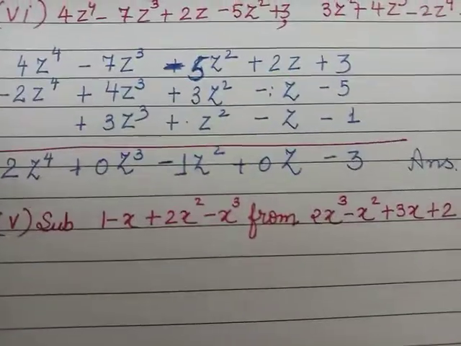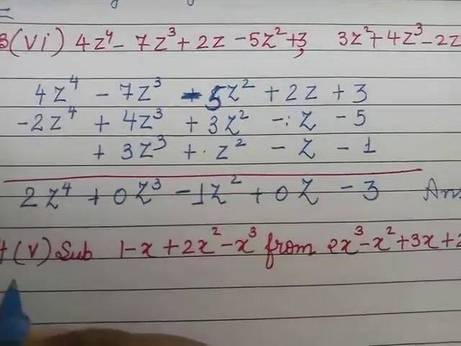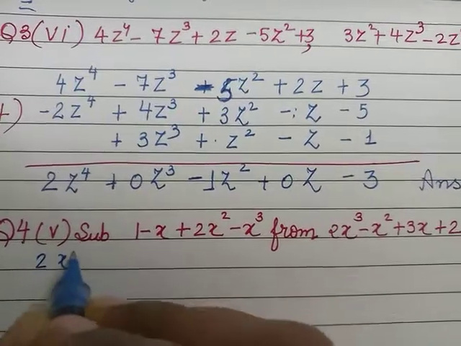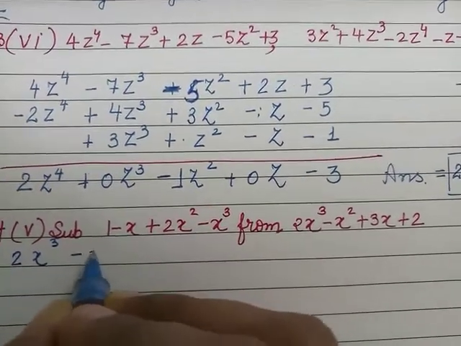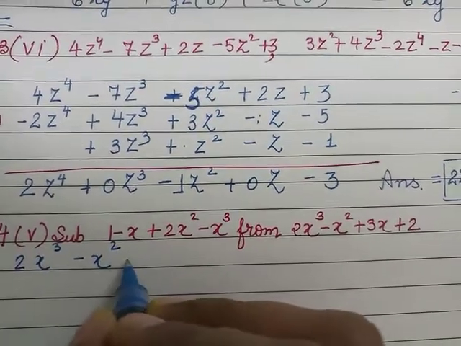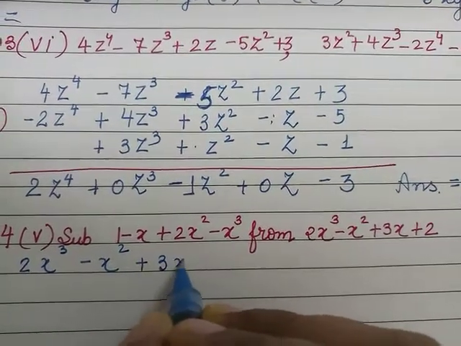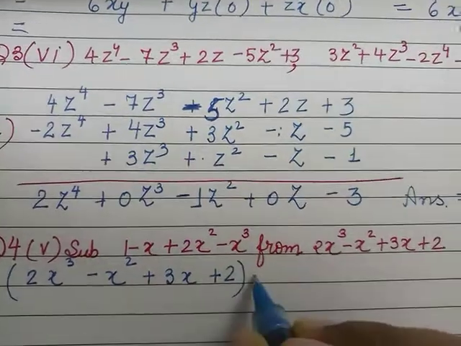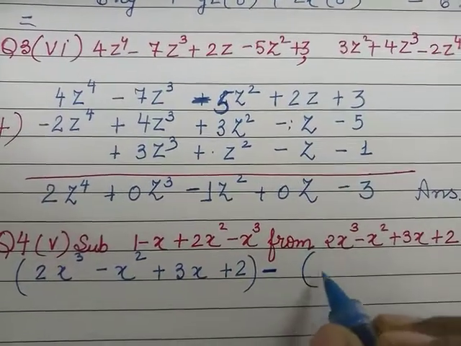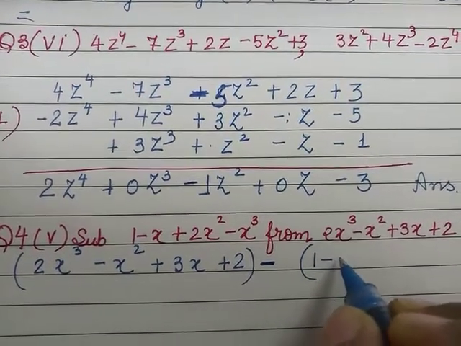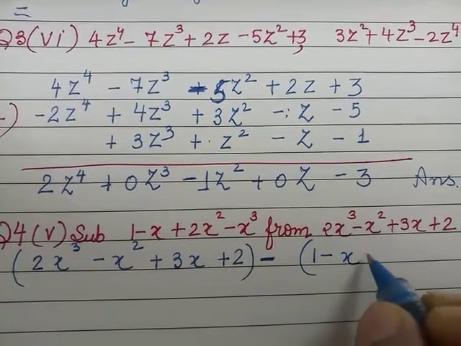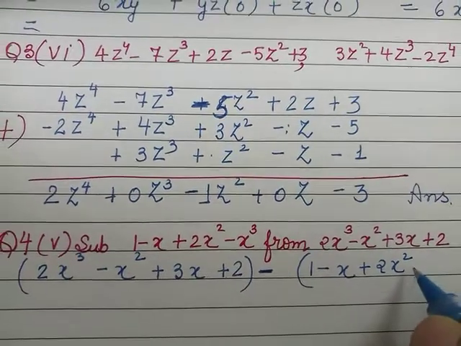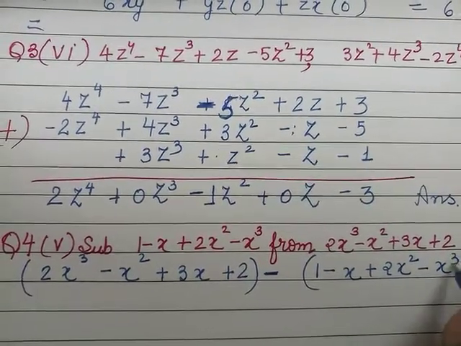So the from part, I said we'll write it firstly. So I write the from part, that is 2x cube minus x square plus 3x plus 2. Subtract means minus. What are we going to subtract? 1 minus x plus 2x square and minus x cube.